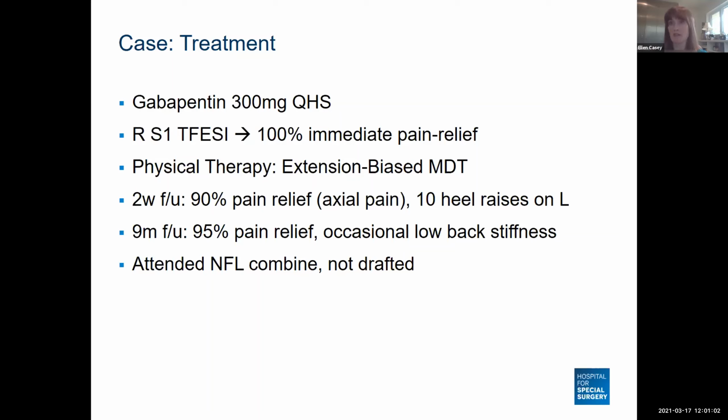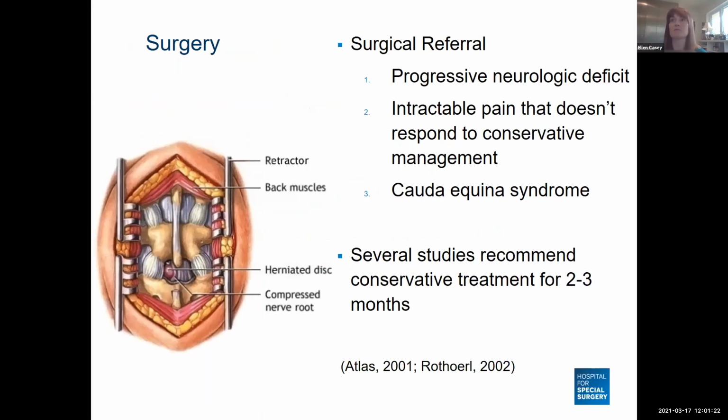At his 9-month follow-up, which was the last time I saw him, he had no more leg pain. He had rare axial back pain, which was more stiffness than pain. He did attend the NFL Combine and was not drafted, but it didn't seem to be related to this spine injury, although I guess it's impossible to say.